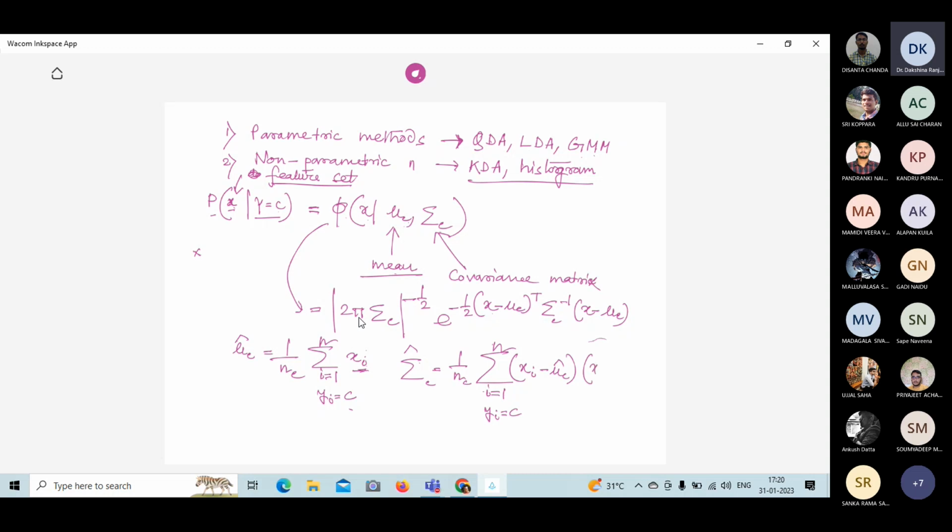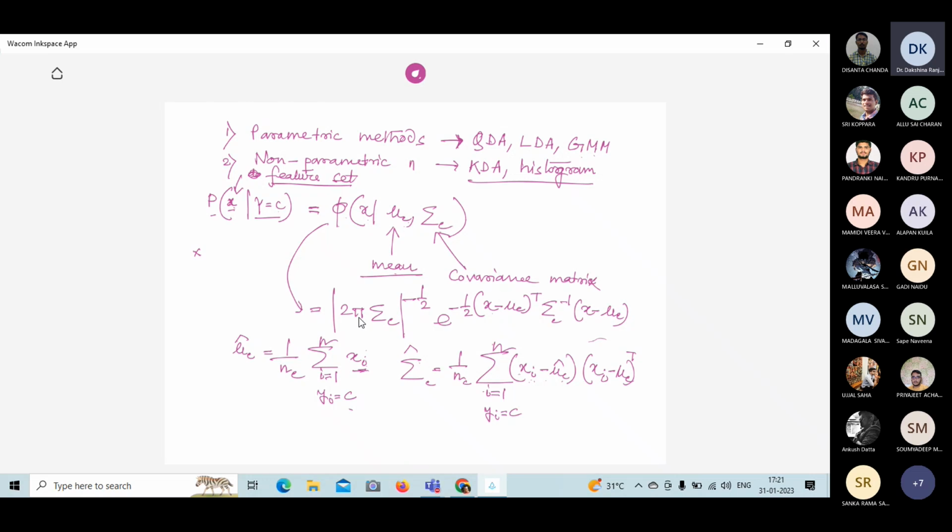Here we get the covariance by taking the deviation between the mean and each data point. We get this deviation and its transpose, both are multiplied, and then we take the summation over this multiplication. Finally the result of this multiplication is divided by the total number of training examples for a particular class c.